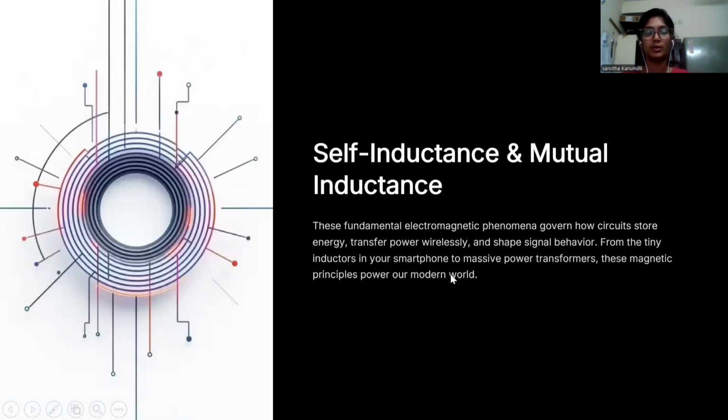So today I'm going to explain about self-inductance and mutual inductance. Self-inductance and mutual inductance are fundamental electromagnetic phenomena which govern how circuits store energy, transfer power wirelessly, and shape signal behavior. This applies from tiny inductors in a smartphone to massive power transformers. These magnetic principles power our modern world. Now we are going to learn more about self-inductance and mutual inductance and how they work.